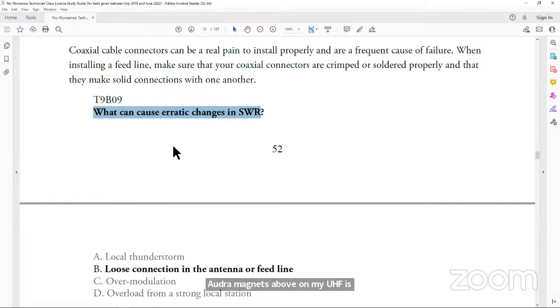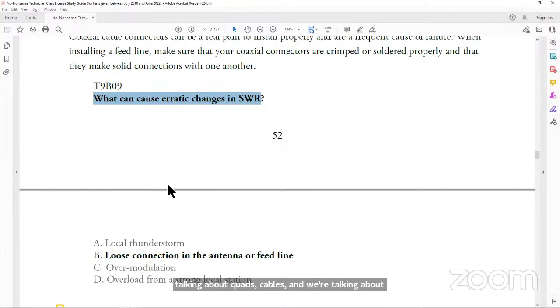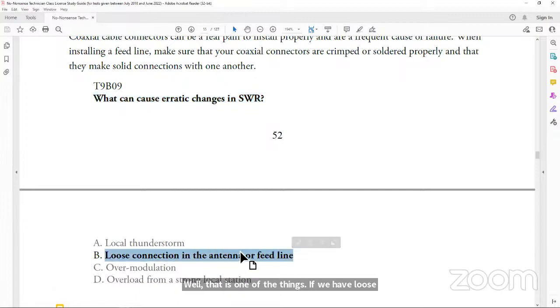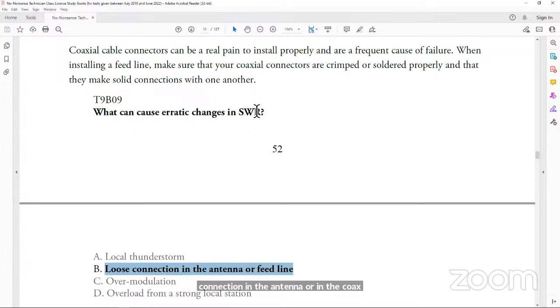All right, so last question in the question pool for this evening. We've kept you long enough. What can cause erratic changes in SWR? So we're yet to talk about what SWR is. It's about matching. It's very important for amateur radio operators, and we'll discuss it next week. But what can cause erratic changes? Well, we were just talking about coax cables, and the connectors related to those cables that we put onto the end. Well, that is one of the things. If we have a loose connection in the antenna, or in the coax cable or the feed line, that could cause our SWR or matching to be erratic and change, which is not good.